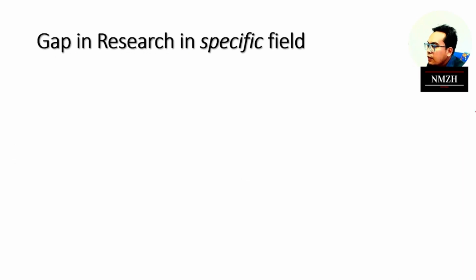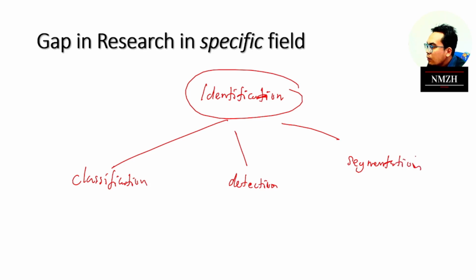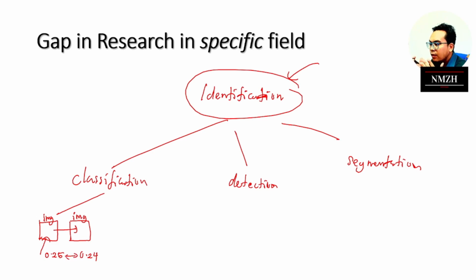Speaking of the specific field, for example, we talked about identification just now. This identification has classification, detection, and segmentation. In a specific field, this one could be the broad one. In this classification, let's say the normal native classification, we do image to image. Say the image in RGB or HSV has a property value of 0.25, and this other one is 0.24. By comparing these two values, basically we can say that image 1 and image 2 are similar. So that would be the class, things like that.